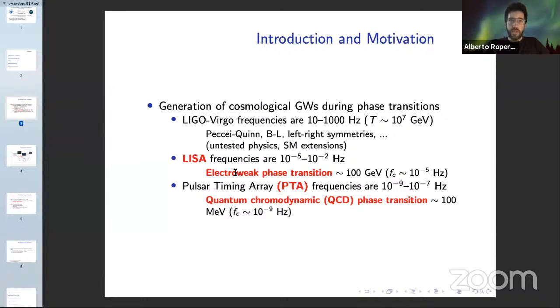And as Chiara was explaining, if we consider the frequency band covered by LISA, then a signal coming from the electroweak phase transition is expected to peak around the peak sensitivity of LISA. Similarly, signals coming from the QCD phase transition are expected to peak around the nanohertz range, which is accessible by pulsar timing arrays. So we can probe the signals coming from these phase transitions with space-based detectors as well as pulsar timing arrays.